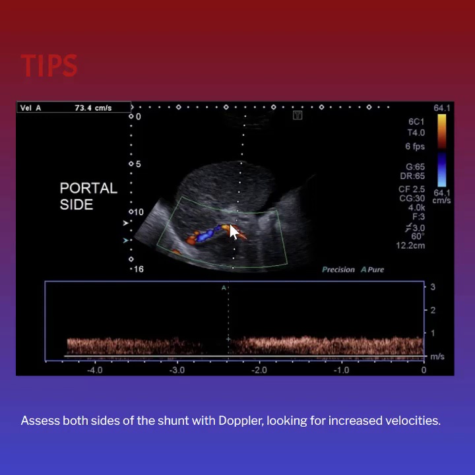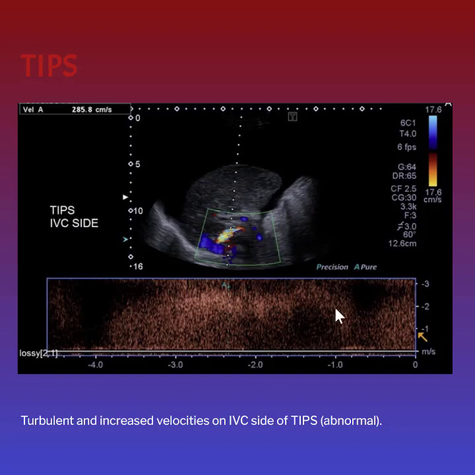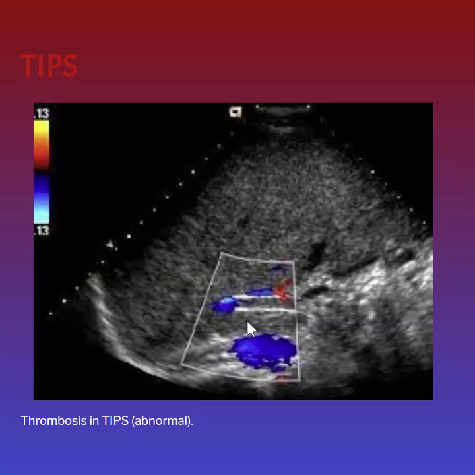Here we are looking at the anastomosis to the portal side. Very normal, correct direction of flow. However, we begin to see abnormally high velocities on the IVC side. This is concerning for stenosis on the IVC portion of the shunt. And in this example, we have no flow coming through the portal system.